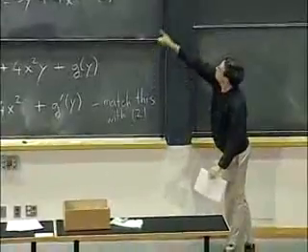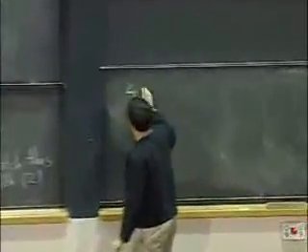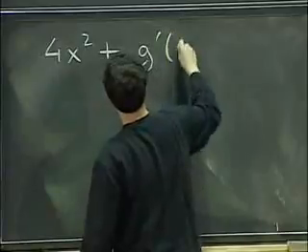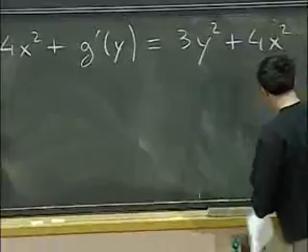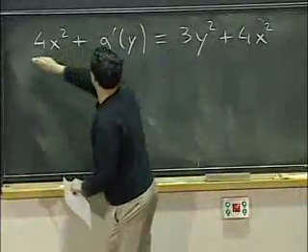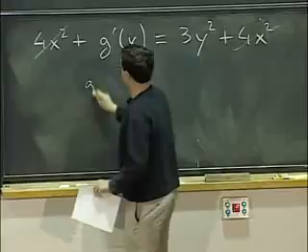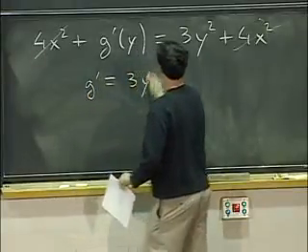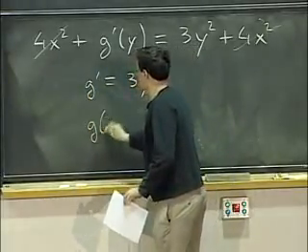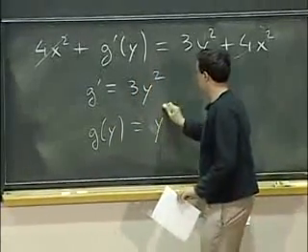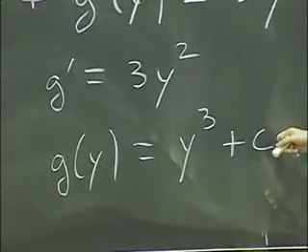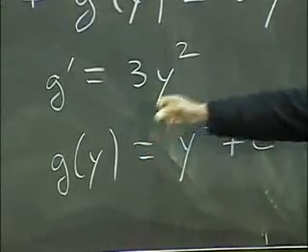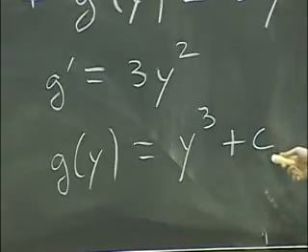If we compare the two things there, we get 4x squared plus g prime of y should be equal to 3y squared plus 4x squared. Of course, the 4x squares go away. That tells you g prime is 3y squared, and that integrates to y cubed plus constant. This time, the constant is a true constant, because g did not depend on anything other than y, and the constant does not depend on y, so it's a real constant now.